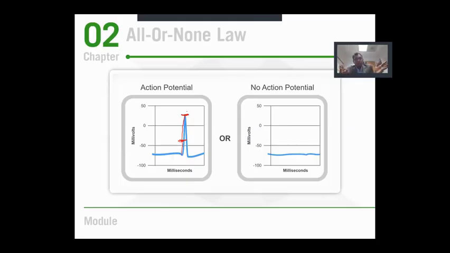If the initial stimulation doesn't reach a difference in potential of negative 55 millivolts, then there is no action potential generated. That's why it's called the all or none law. Whether it is generated or not, there is nothing between half generation or three-fourths of an action potential. It all depends on whether the stimulation is sufficient for the sodium ions to move into the neuron to an extent that it reaches the threshold of negative 55 millivolts.